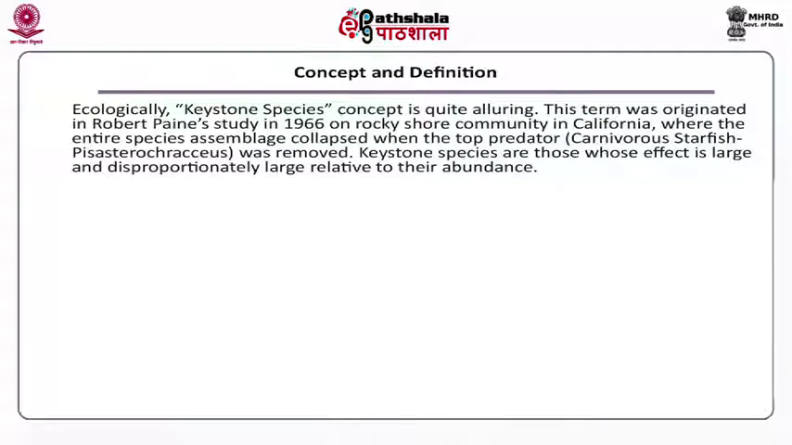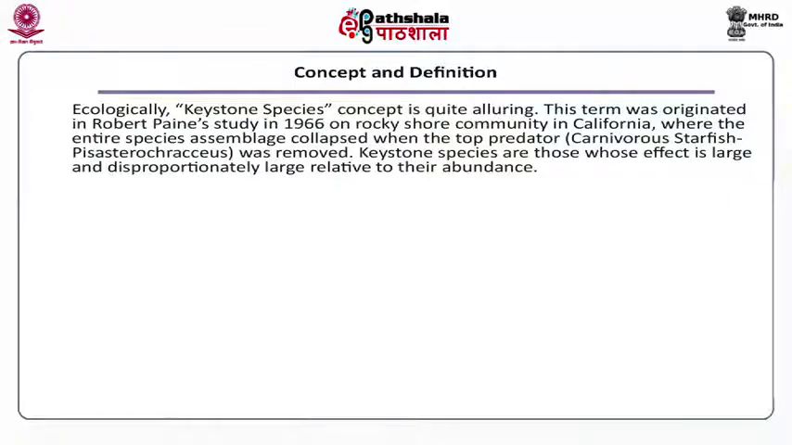Ecologically, the keystone species concept is quite alluring. This term was originated by Robert Paine in his study conducted in 1966 on a rocky shore community in California, where the entire species assemblage collapsed when the top predator, a carnivorous starfish, also called the yellow starfish, was removed.